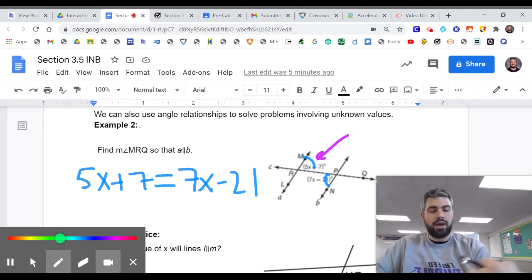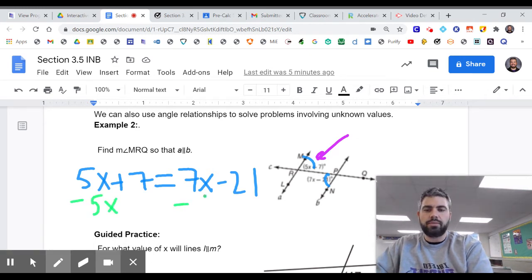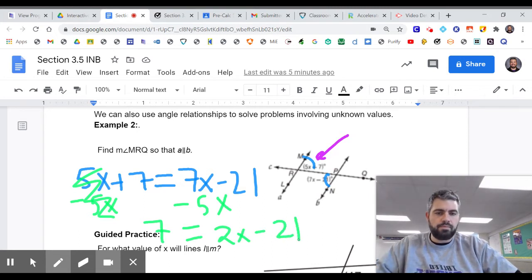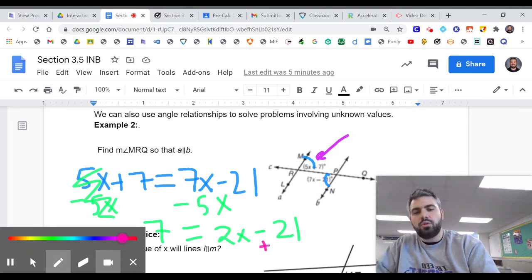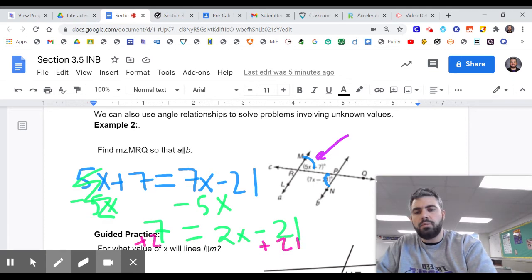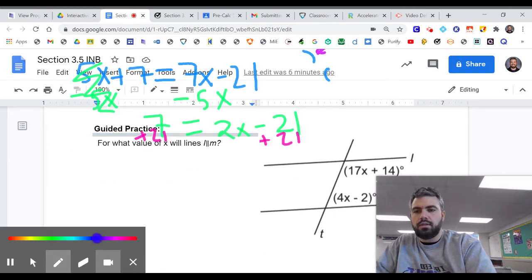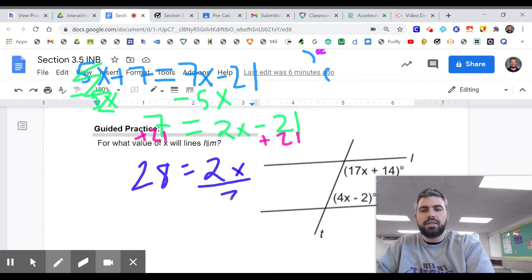All right, so this is like a more x's problem. There's a side that has more x's on it, and that's the 7x side. So I'm going to subtract 5x from both sides real quick, okay? And when I do that, those go away. I have 7 equals 2x minus 21, okay? So now I have x's on the right. I have to get all my numbers on the left, so I add 21 to both sides, right? I get 28 is equal to 2x. All right, so now I divide by 2, and I get x equals 14.